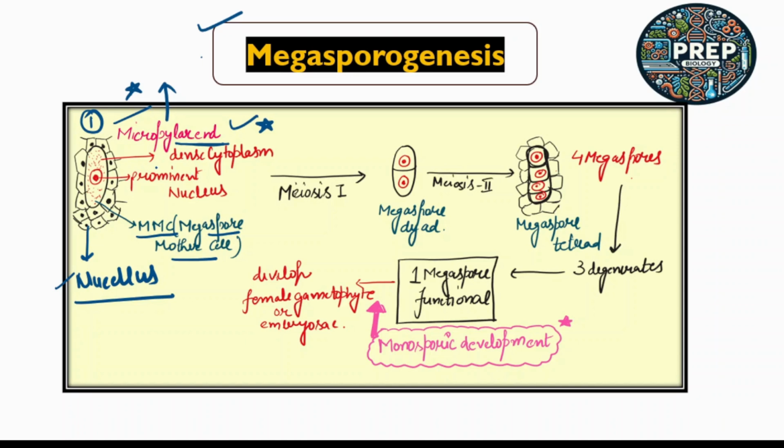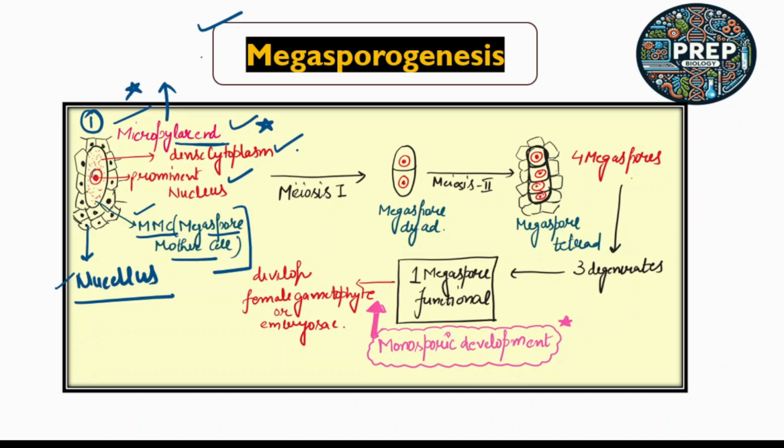Now, what are the different features of the MMC? At the micropylar end, a special kind of cell generates in the ovule, that is the MMC, the megaspore mother cell. It has two main properties. First, it has dense cytoplasm and a well developed prominent nucleus. In the middle you can see the prominent nucleus, and around the nucleus it has the dense cytoplasm. These two features are very, very important for the megaspore mother cell.